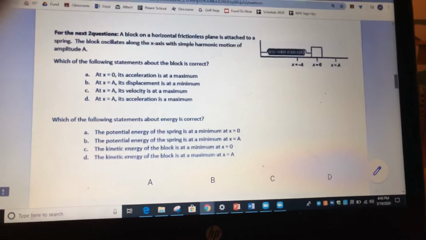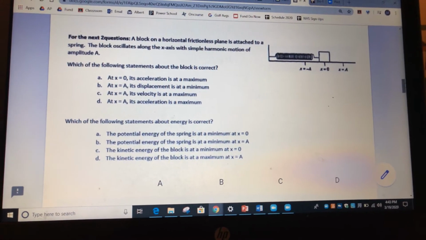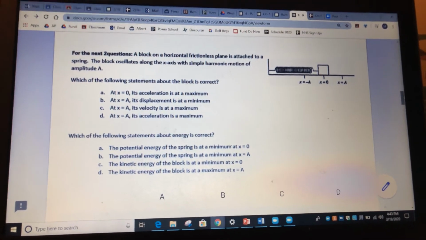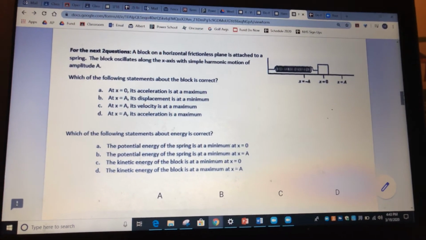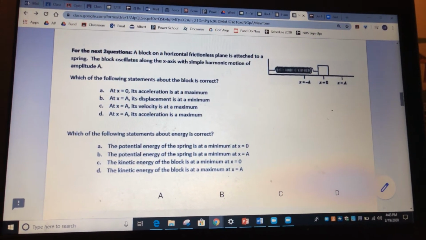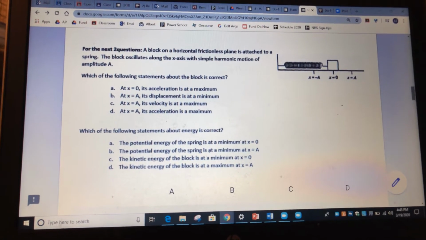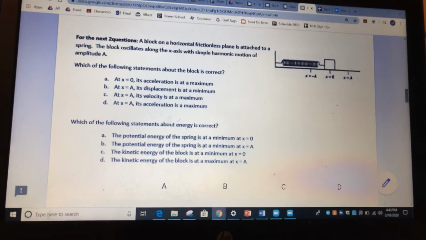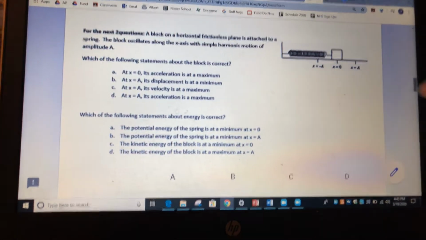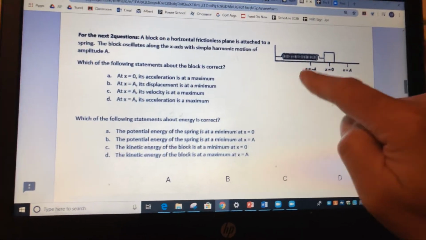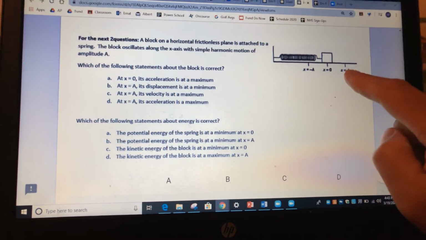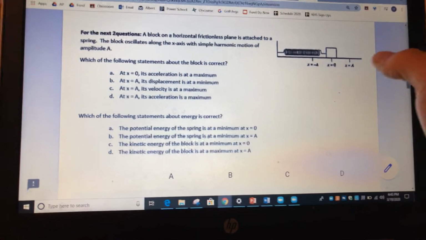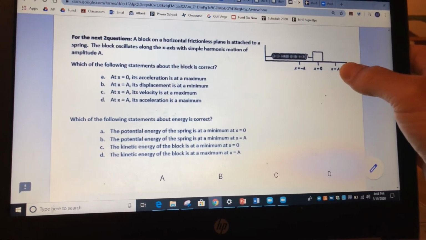What's the answer here? At x equals A, its acceleration is a maximum. Is the right answer, right? x equals A, or negative A would have been fine. But at x equals A, the acceleration is a maximum. That's when the force is the max. Remember, the force is max, so the acceleration is too.